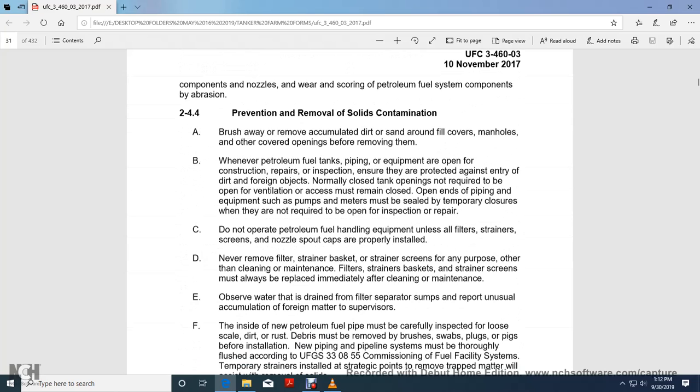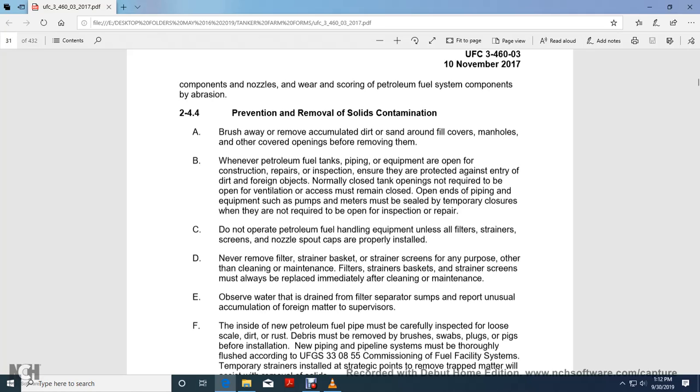Brush away the accumulated dirt and sand around the fill covers, the manholes, and other covered openings before removing them. When petroleum fuel tanks, piping, and equipment are opened for construction, repair, or inspection, they should be protected against the entry of dirt and foreign objects. Normally closed tank openings not required for ventilation must remain closed. Open ends of piping and equipment, such as pumps and meters, must be sealed by a temporary closure when not required to be open for inspection or repair.